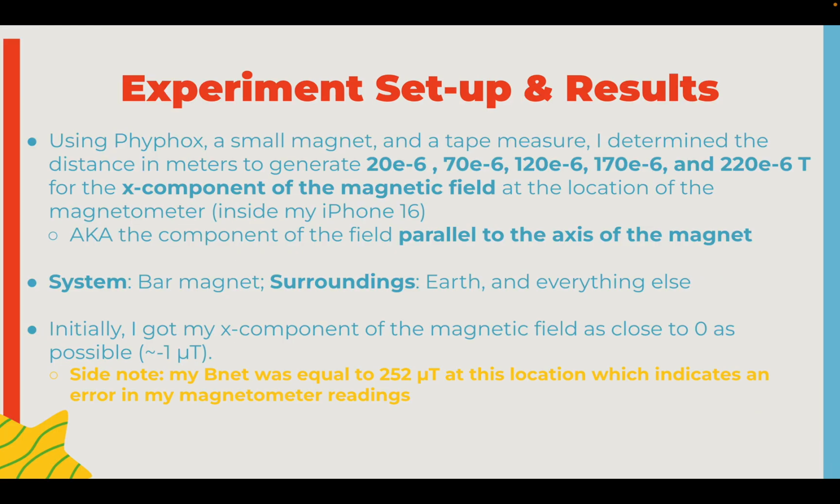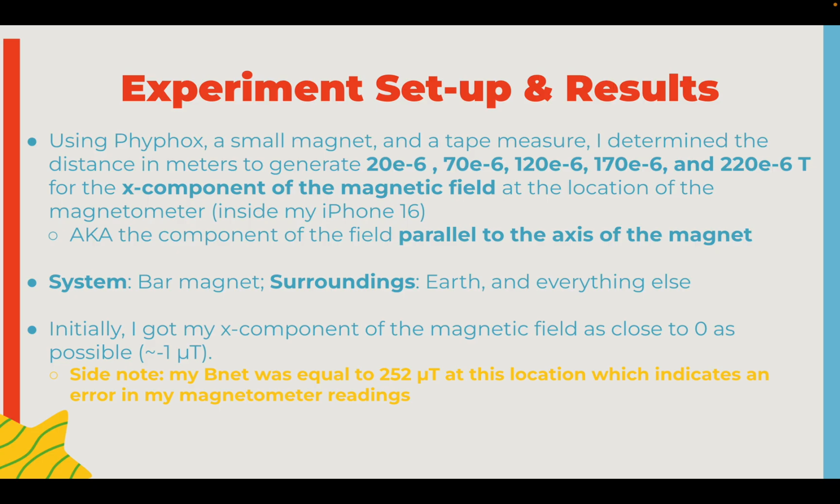I set up my experiment using an iPhone application, Phyphox, a small magnet, and a tape measure. And then I determined the distance in meters to determine all of those values in Teslas for the x component, Bx, of the magnetic field at the location of the magnetometer in my iPhone. Otherwise known as, I was looking for the component of the field parallel to the axis of the magnet, which will become more clear in my GlowScript code.